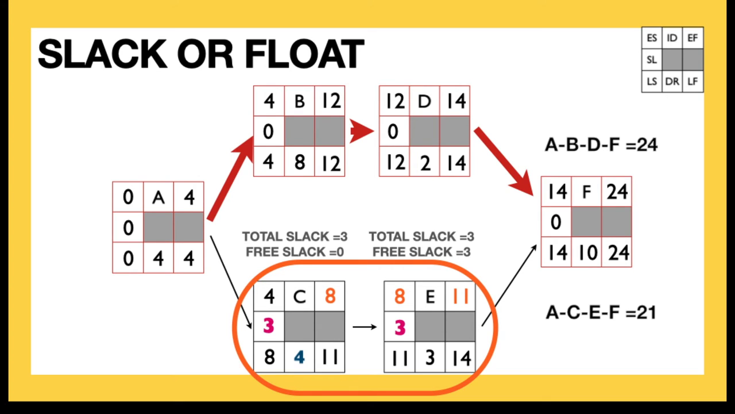So in many ways, we consider that the slack, that is the total slack, is shared between these two tasks. So C cannot take an extra 3 days, and E cannot also take up an extra 3 days. If that happens, our project will be delayed. So I said at the beginning that slack or float can also be used almost like a resource that we can have at our disposal to solve other types of problems, often resource constraint problems.